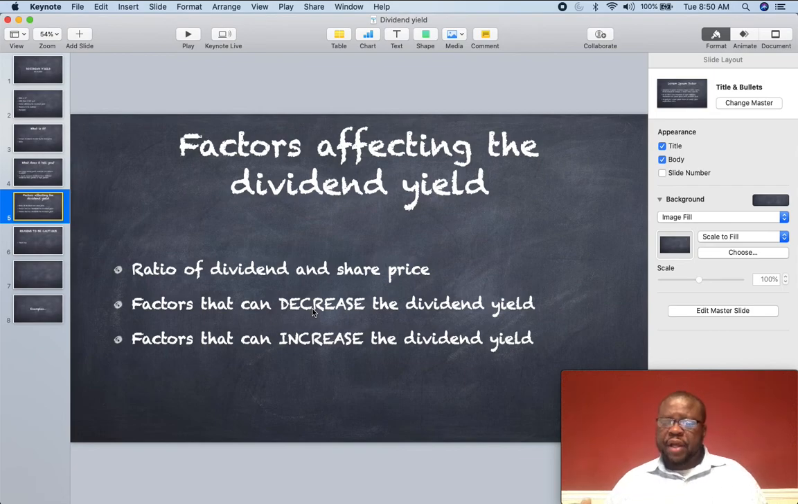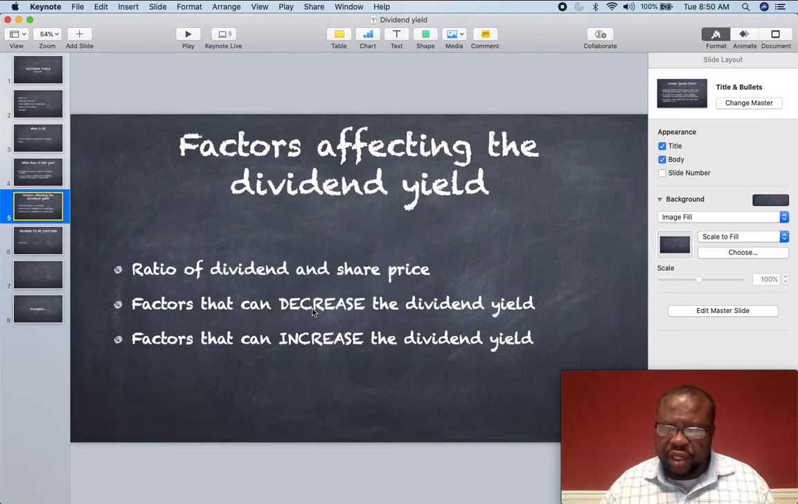And again, the dividend yield is going to go down to 0.5%. So factors that can decrease the dividend yield would be either an increase in the share price or a decrease in the dividend. So they're going in opposite directions. Factors that can increase the dividend yield, and this is important, are going to be the exact opposite of what we just said.